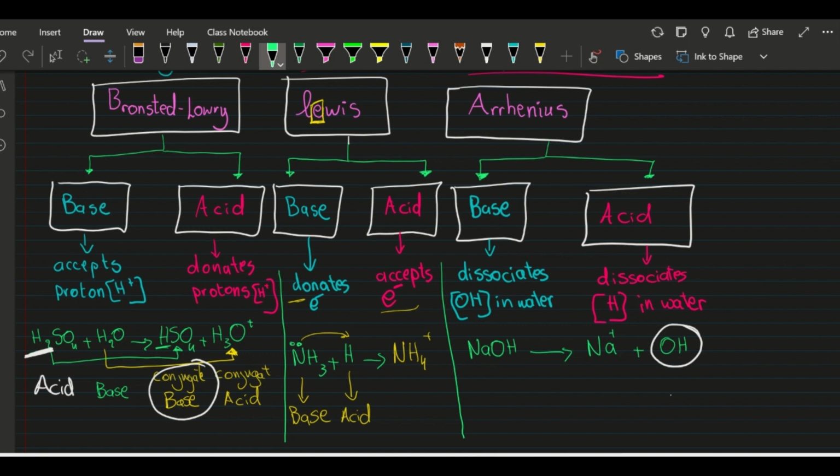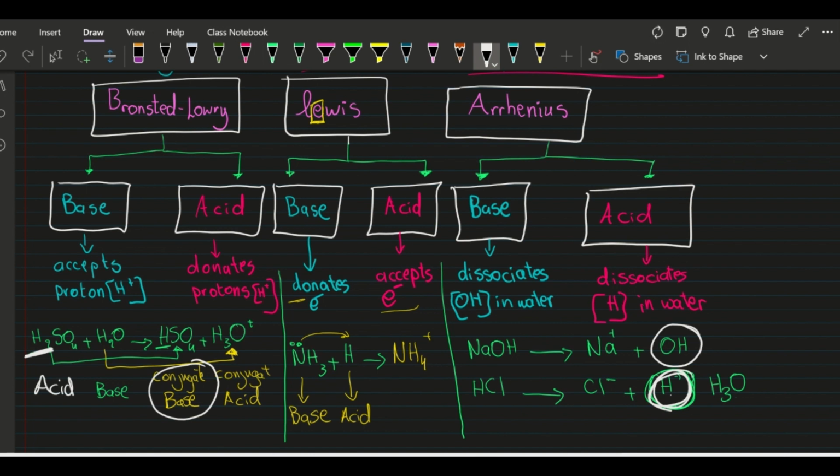Now, as far as the acid goes, let's say we have HCl, and that one is going to increase the concentration of hydrogen because it's an acid. It's not really hydrogen, the most correct one is actually hydronium ion. Just for the sake of understanding, you know that it is increasing hydrogen atom.